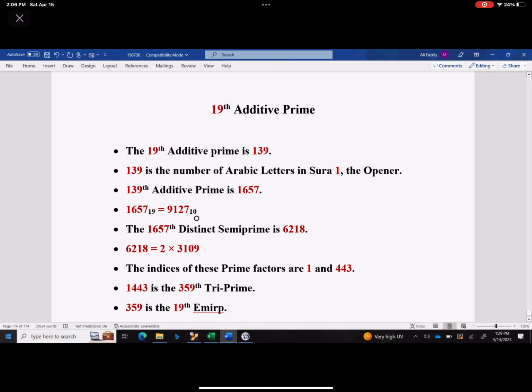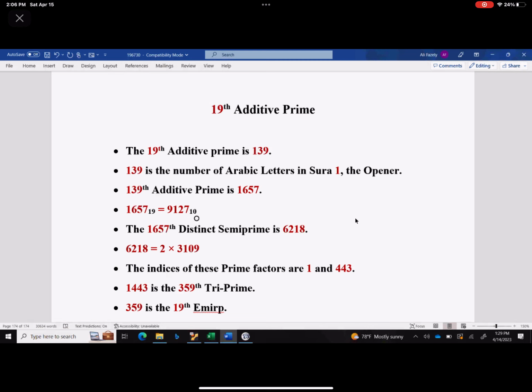By the way, an additive prime is a prime that when you add the digits, it also makes another prime. 1 plus 3 is 4, plus 9 is 13. 13 is a prime number. 1, 6, 5, 7 adds up to 19. 19 is a prime number, so 1657 is an additive prime.